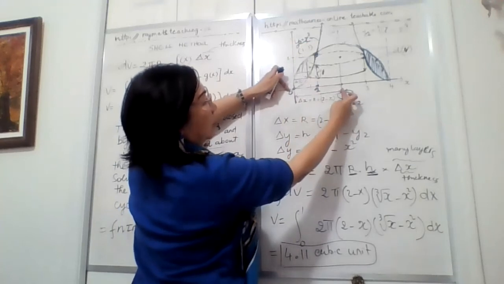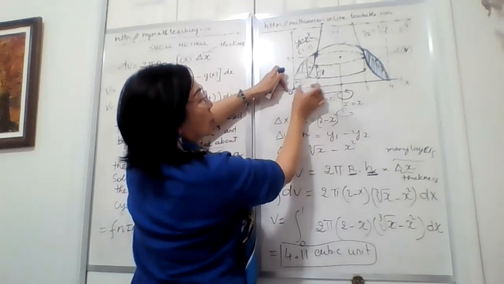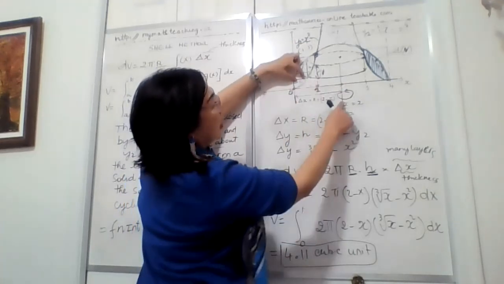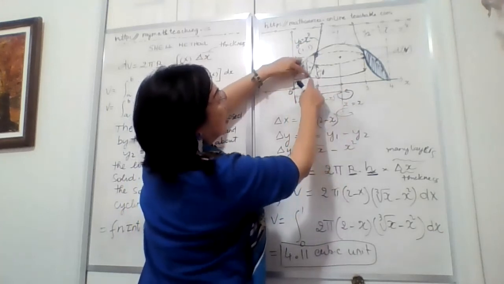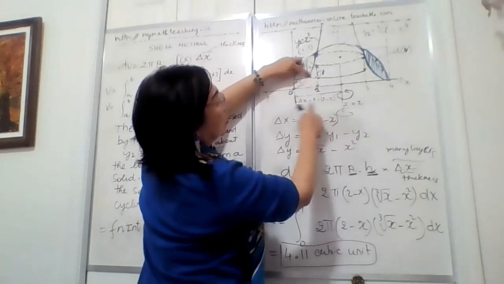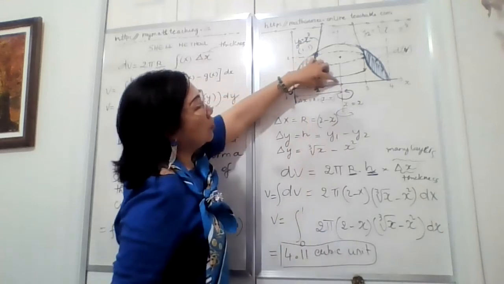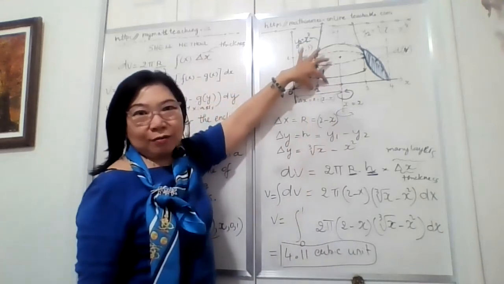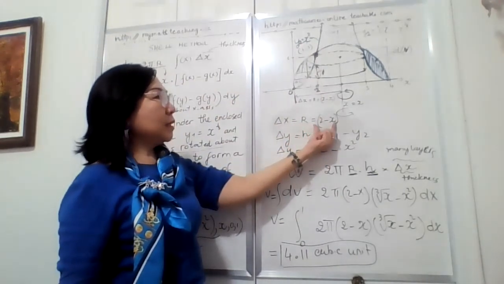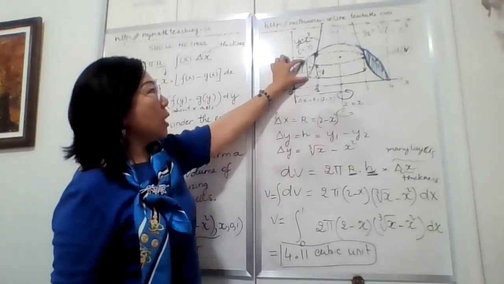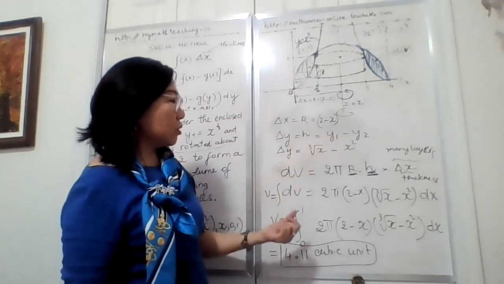Delta x is 2 subtract wherever x goes, right? So if x goes up here, then this will subtract this to get the radius from here to here. If x goes up to here, then 2 subtract the x here to get the radius from here to here. So these are the subjects of change, right? So delta x, the radius, equals 2 minus x. And delta y equals y1 minus y2, which is this function subtract this function.